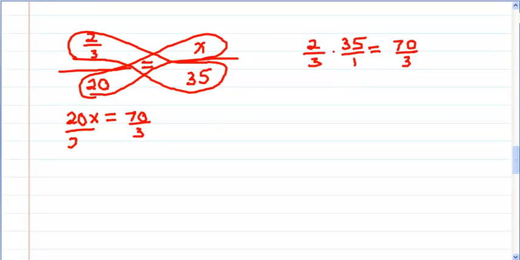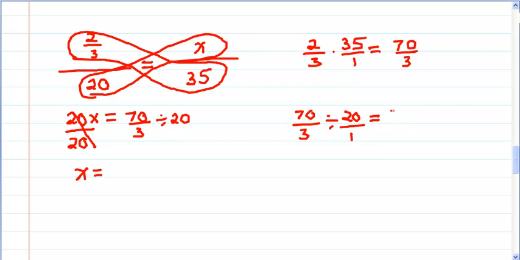So to finish this, since I have a 20 in front of the x, I want to divide both sides by 20. So when I divide both sides by 20, on the one side I'm going to divide 70 over 3 divided by 20 over 1. Just use the rules of fractions, and the rule for dividing is to take the second fraction and multiply by the reciprocal. So 70 over 3 times 1 over 20, the zeros cancel, and we get 7 over 6.